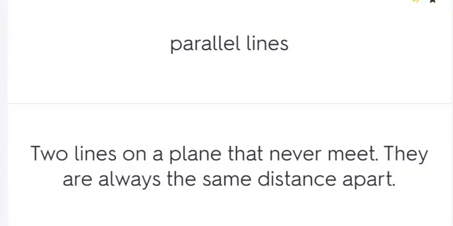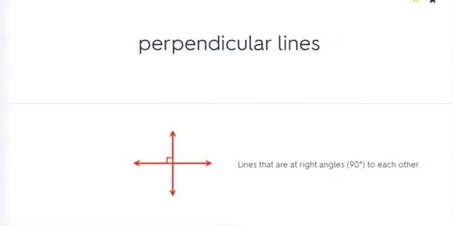Parallel lines, two lines on a plane that never meet. They are always the same distance apart. Perpendicular lines, lines that are at right angles to each other.